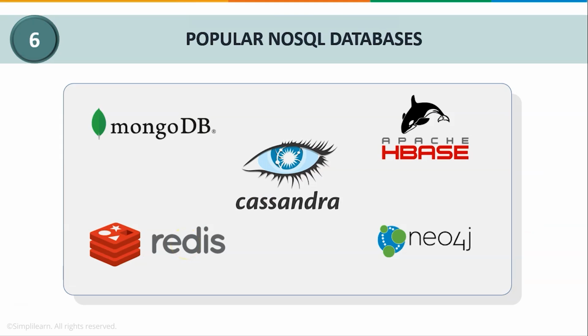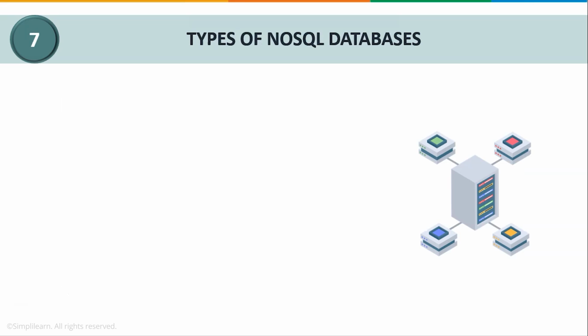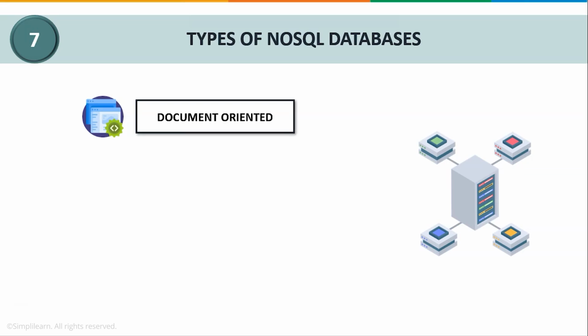Let us now look at some popular NoSQL databases. Some popular NoSQL databases are MongoDB, Apache HBase, Cassandra, Redis, Neo4j, etc. Let us now look at some types of NoSQL databases that are present.